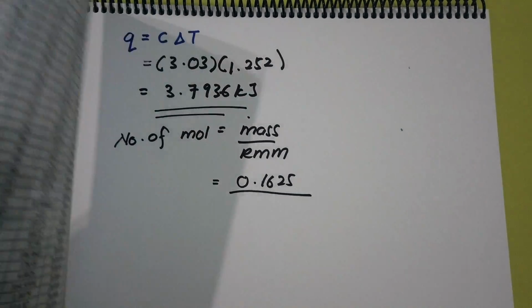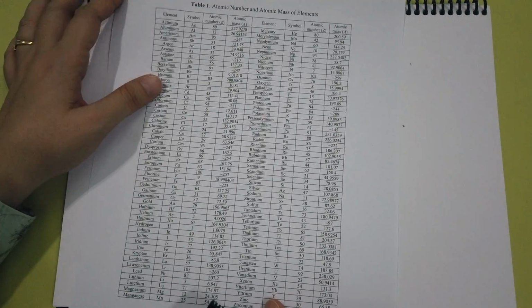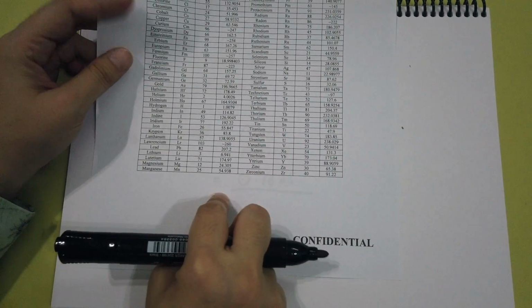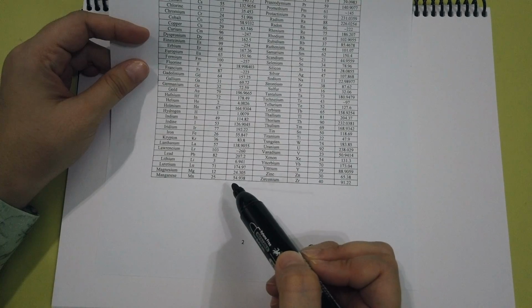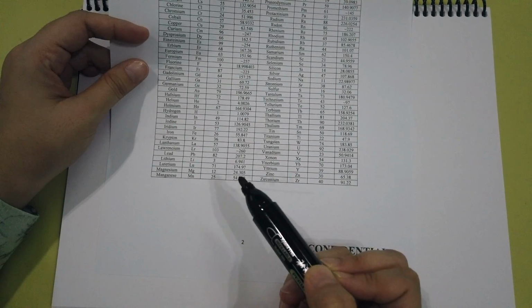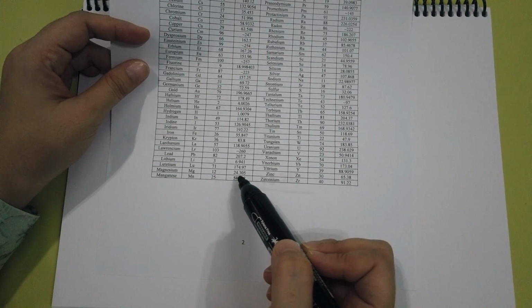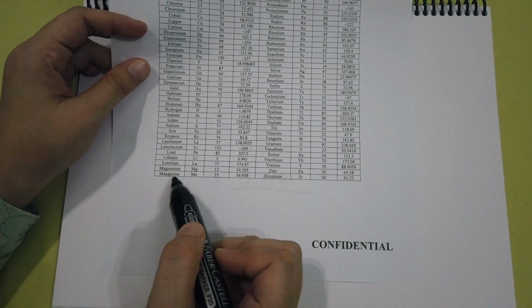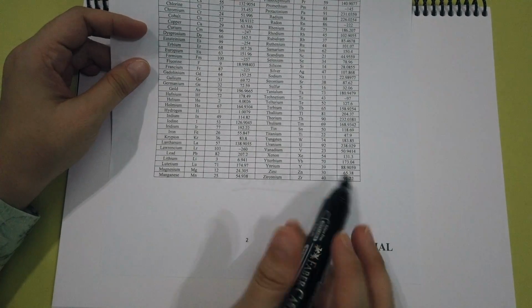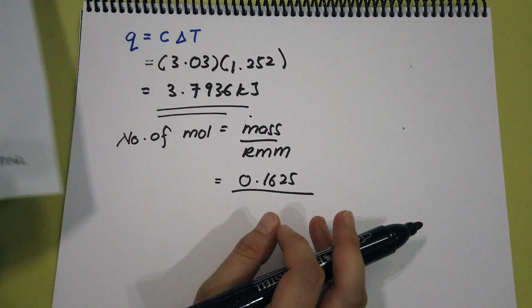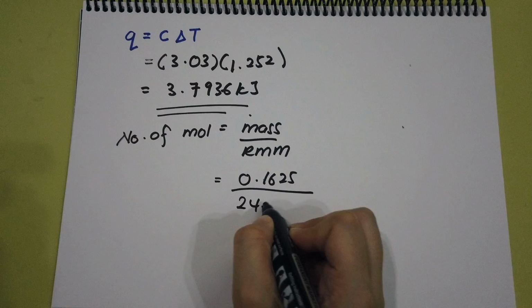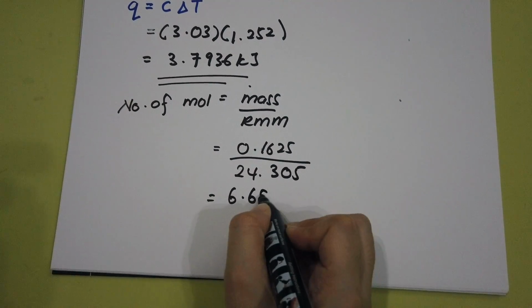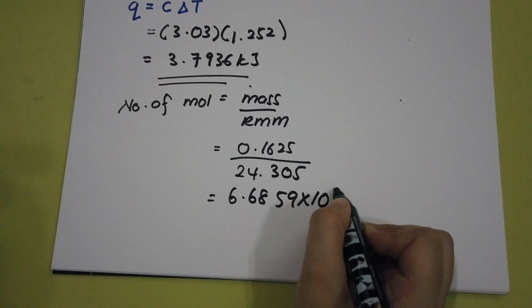So you should refer to this table. You should look at the atomic mass instead of the atomic number. Magnesium is way down here, and the atomic mass is 24.305. Please make sure that you don't take 54 instead, because that is manganese, not magnesium. So be careful when you check on this list. You should divide by 24.305, and you should get the number of mole is 6.6859 times 10 to the power of negative 3.